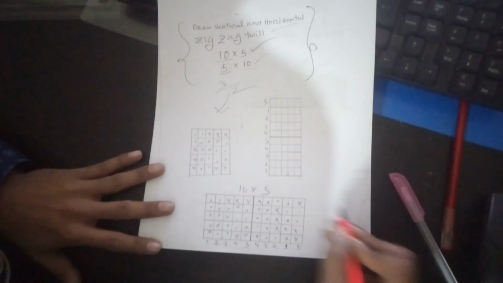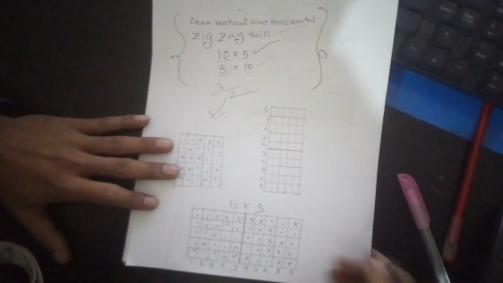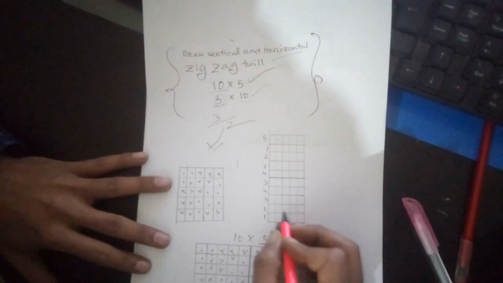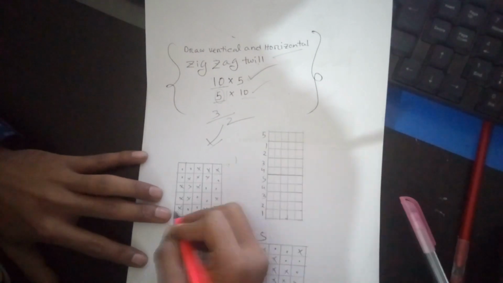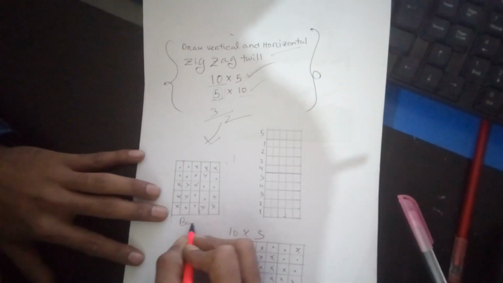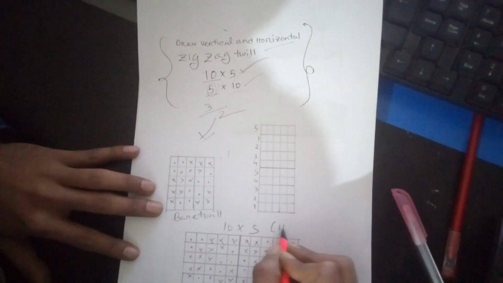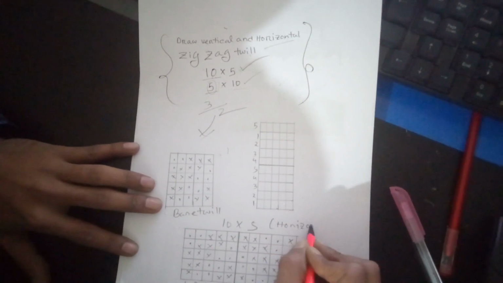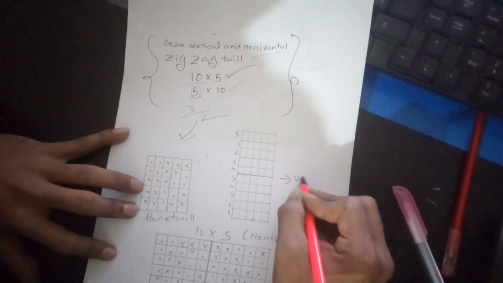Now my horizontal zigzag twill, which is 10 into 5 repeat size, is completed. And now I am going to show you how we draw a vertical zigzag twill. First we apply the base twill here. This is horizontal, and this is vertical.